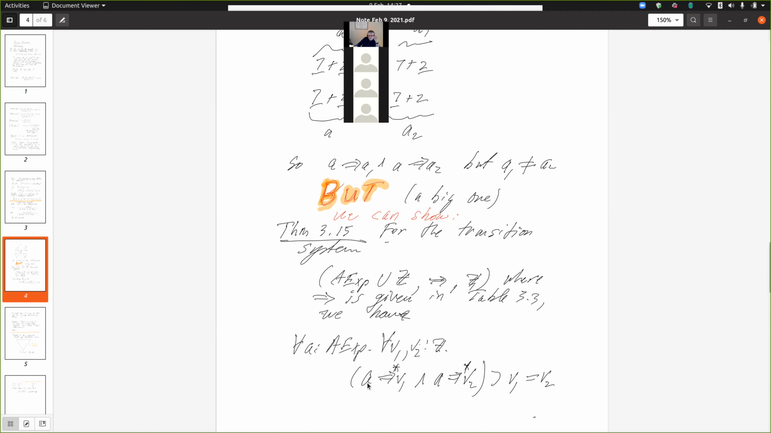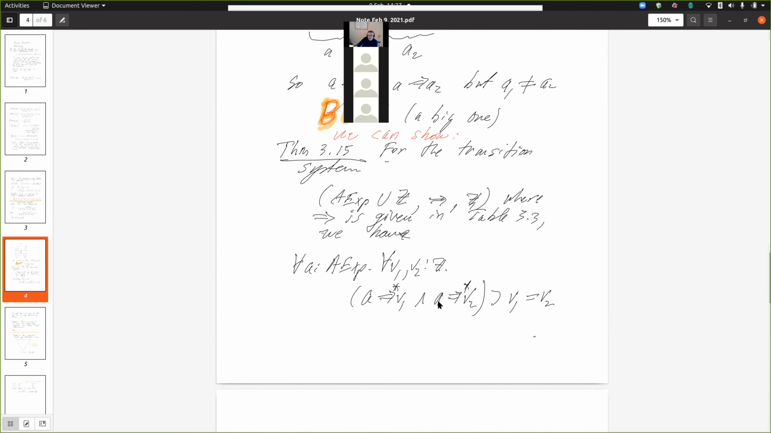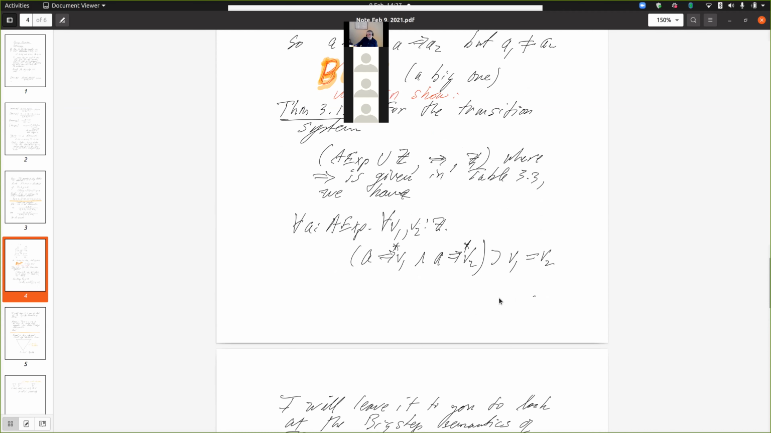So if I take an A expression and I evaluate as much as I possibly can using the small step rules, and then I take A and I evaluate again as much as I possibly can, and it's clear that there's different choices here. Theorem 3.15 says, but we still always get the same answer. So that's a really nice way to think about the small step rules being deterministic.